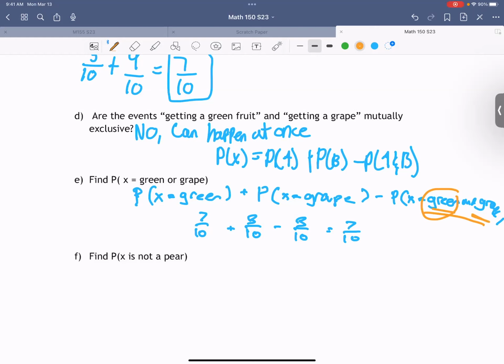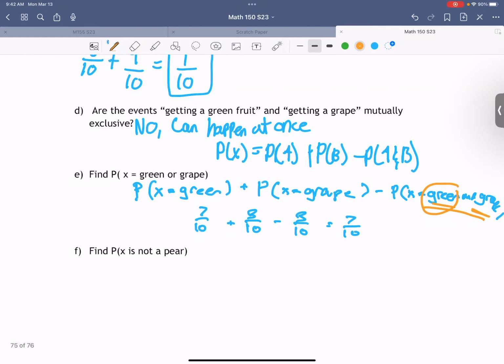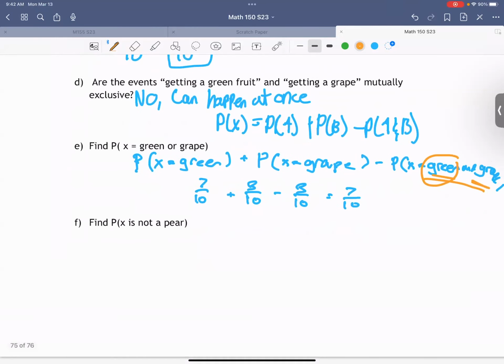It's kind of tricky when you start, and these questions do get even more complicated. In this class, we're going to stay with that redundancy for this question, so I wouldn't worry about it too much. It does get way more complicated in the future though, so we'll just close our eyes and forget the more complicated parts. All right. The last one, we want to find the probability that X is not a pear.